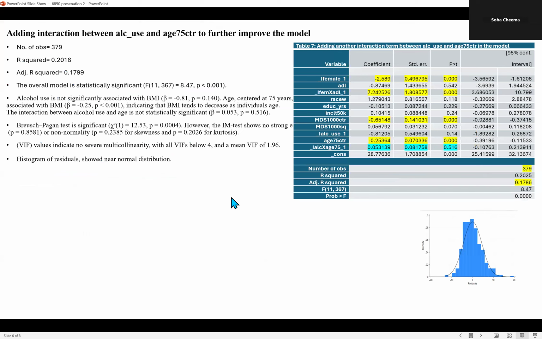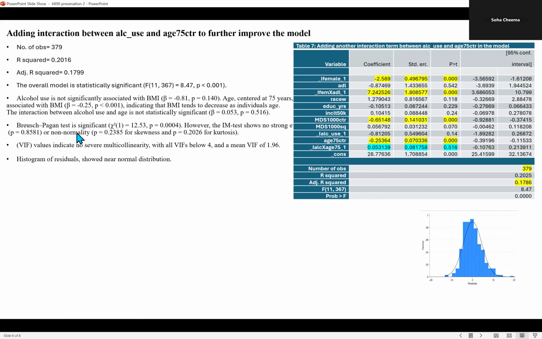Then we added an interaction between alcohol use and 875 CTR to further improve the model. Number of observations were still the same. R squared and adjusted R squared were 0.2016 and 0.1799. The overall model is statistically significant with a p-value of less than 0.001. Alcohol use is not significantly associated with BMI. Age centered at 75 years is associated with BMI, indicating that the BMI tends to decrease as individuals age. The interaction between alcohol use and age is not statistically significant.